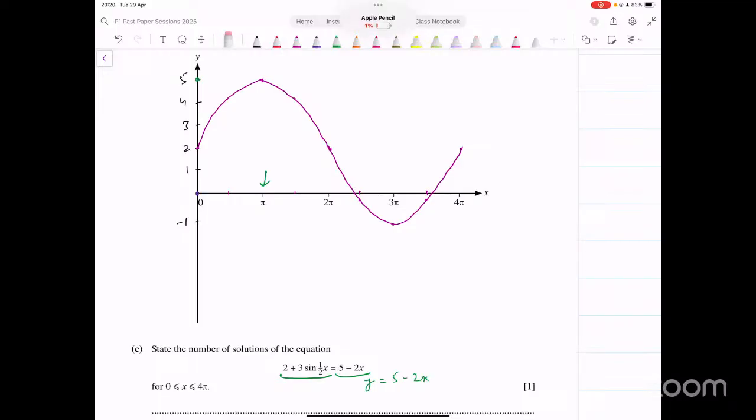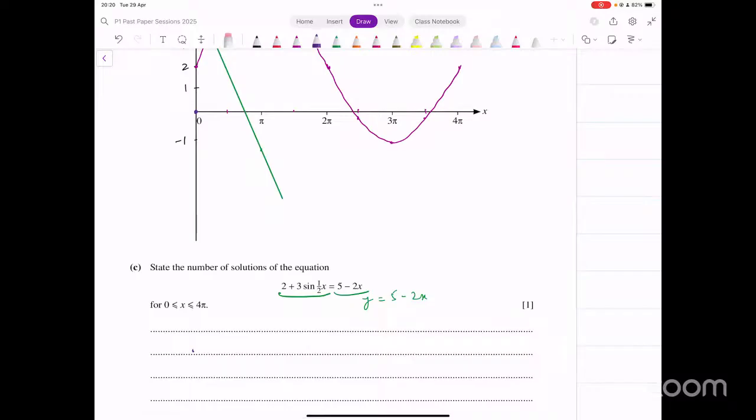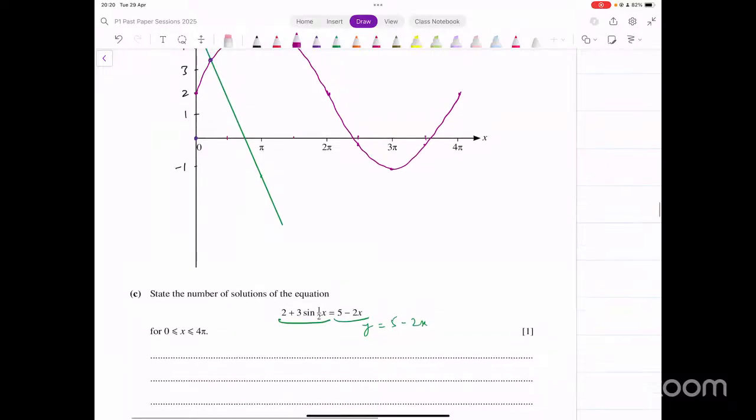Okay, so what we do is we plot that point, minus 1.28, join these 2 points and look at the points of intersection that you get here. There's only one point of intersection. So that's what you write here. There's only one solution of this equation. And that's it. Okay.